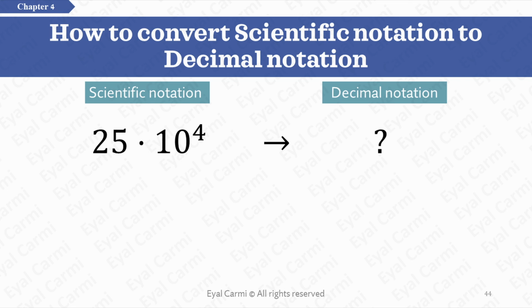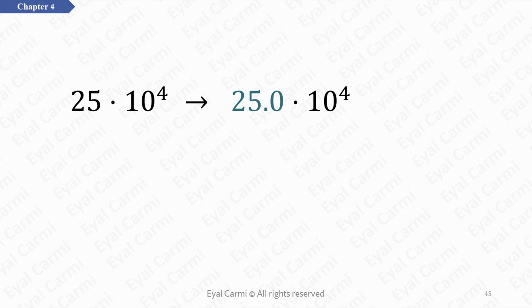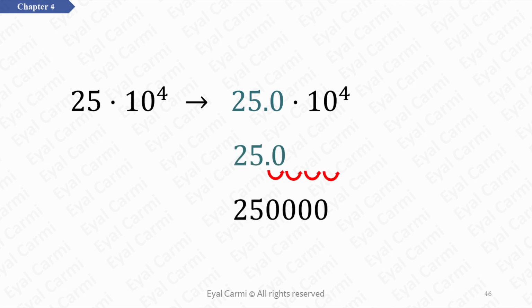Now that you have the tools to convert scientific notation to decimal notation, let's say we want to convert 25 times 10 to the power of 4 to decimal notation. As noted in the previous chapter, any integer number has a hidden decimal point to its right. Therefore, 25 can be written as 25.0. From here on, the process is exactly the same as explained in the previous chapter. That is, we write 25.0, move the decimal point 4 steps to the right, which results in 250,000.